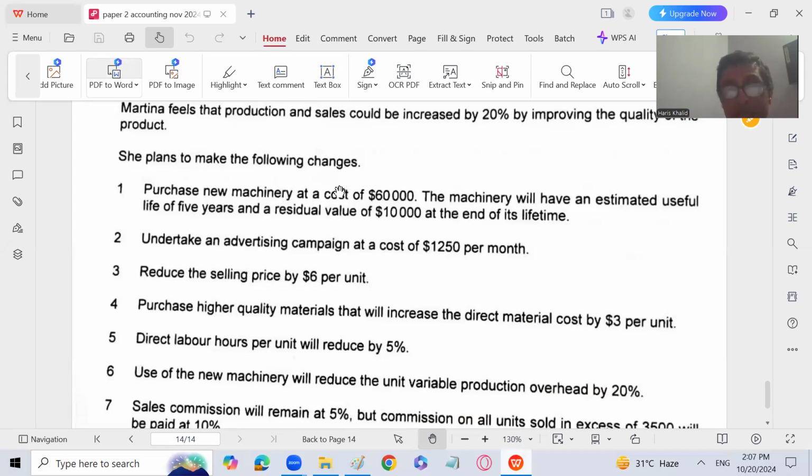So she plans to make the following changes. Purchase new machinery at a cost of 60,000. The machine will have an estimated useful life of 5 years and a residual value of 10,000 at the end of its lifetime. So it means that this machine needs to be depreciated also. So our depreciation cost will increase, which is going to be a fixed cost.